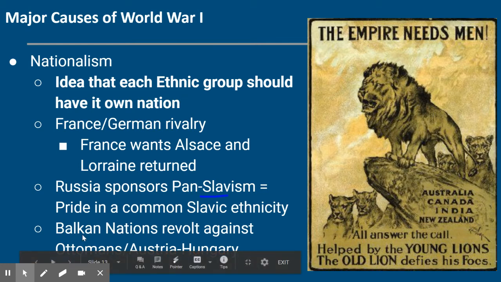There's also a lot of nations that are revolting in the Balkans, which is, I'll show you where that is. But they're under the rule of the Ottomans and the Austrians, and they're not Ottoman, they're not Austrian, they want their own nation. So there's a lot of tension in Europe, and it's pretty much a powder keg that's only going to take a spark to blow up.